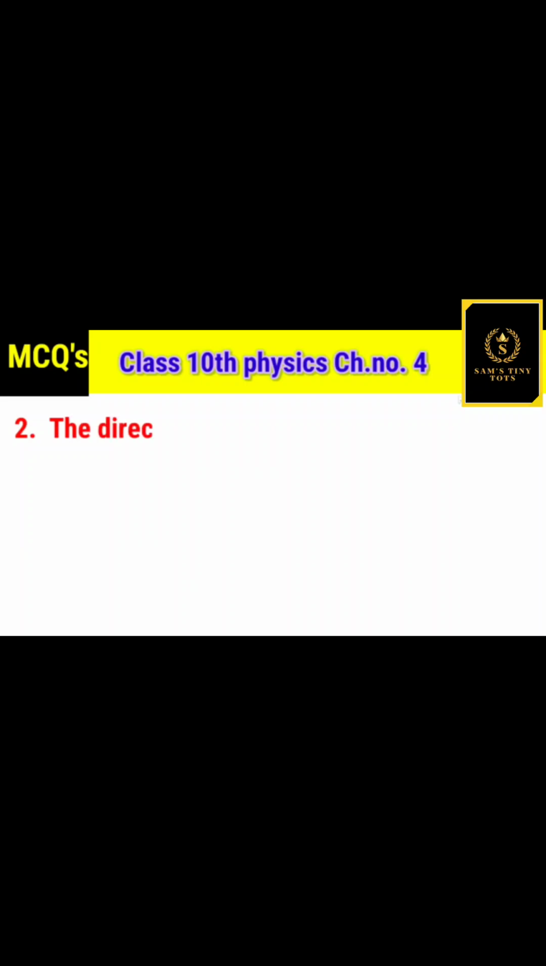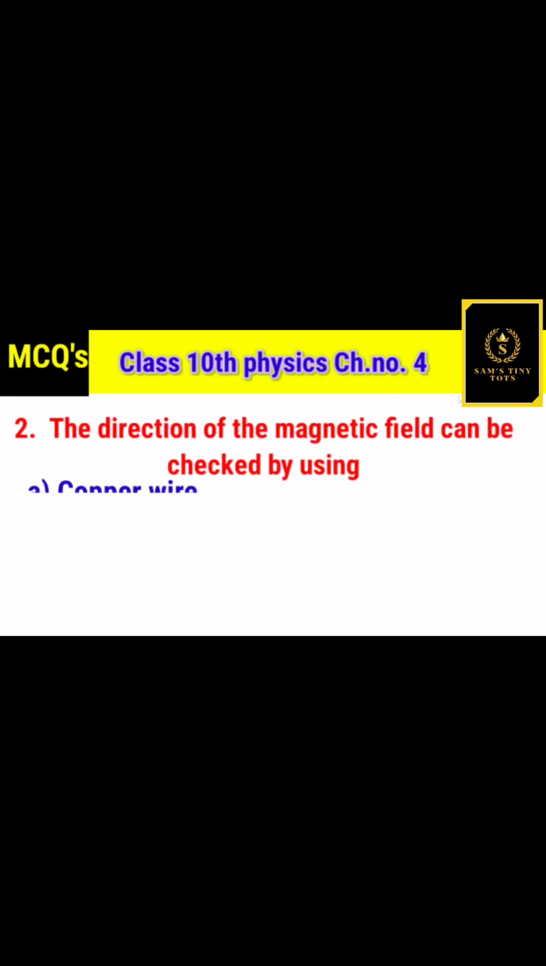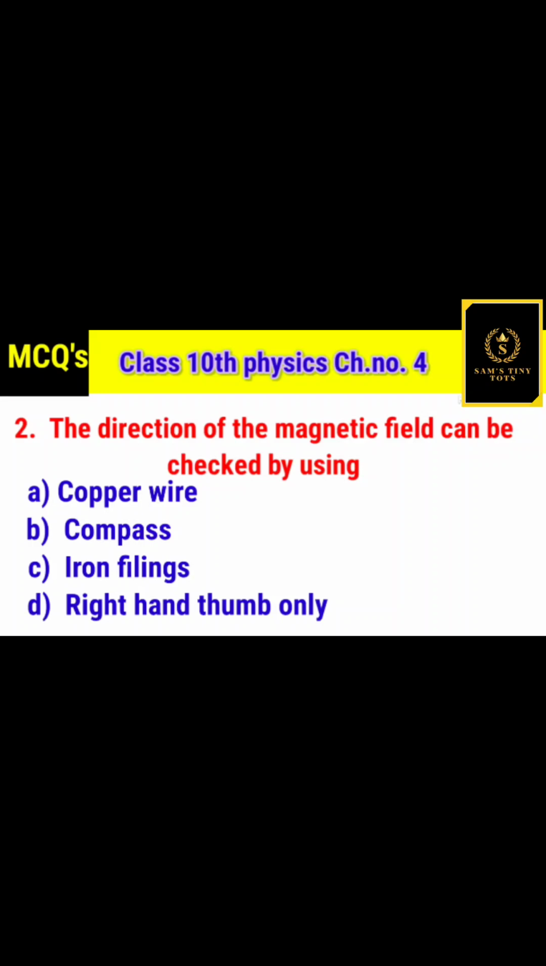Number 2. The direction of magnetic field can be checked by using option A copper wire, option B compass, option C iron filings, option D right hand thumb only. And the correct option is compass.